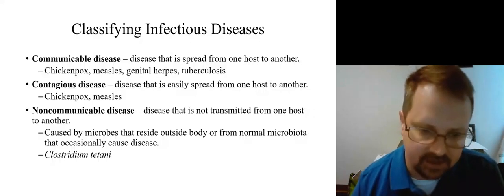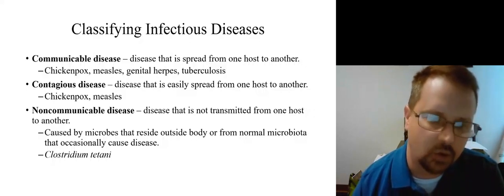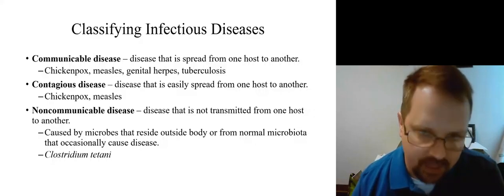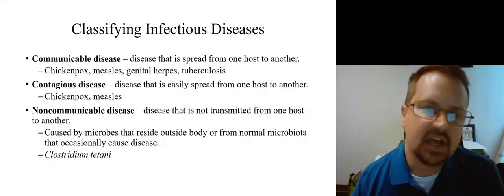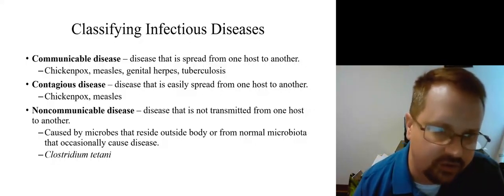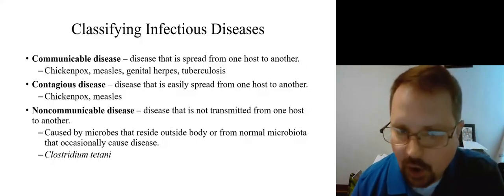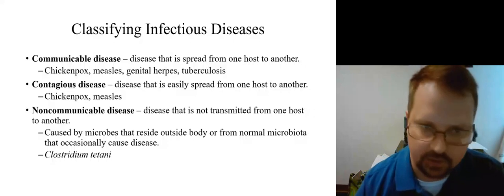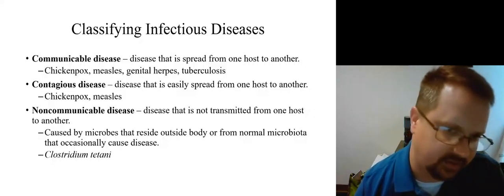So what happened is my cousin got chickenpox in school. My mom took me over to go play with him. I got chickenpox. I got it really bad though. Now measles is another one. Genital herpes, tuberculosis, for example. These are all quite communicable diseases.